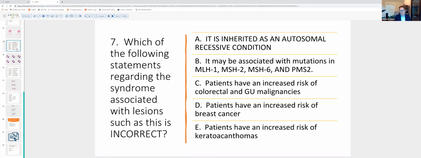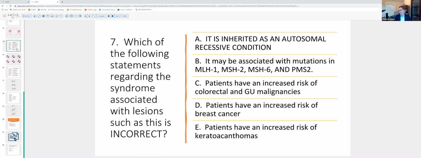Well, let's consider these. A, it's inherited as an autosomal recessive condition. Well, that's our false statement. It's inherited as an autosomal dominant condition, which I'm sure most of you knew. And the other statements are correct.